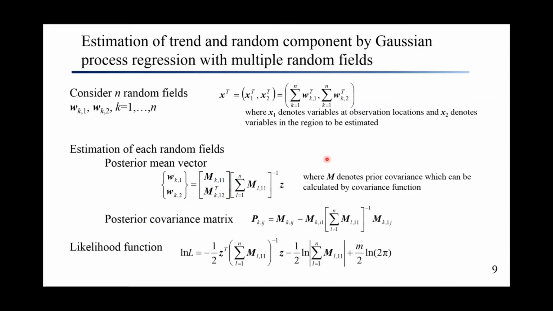So let's extend the theory of GPR to multiple random fields. Just superpose several components like this one. In this case, n random fields. And this is the equation for the n random fields, and its covariance matrix and likelihood function.